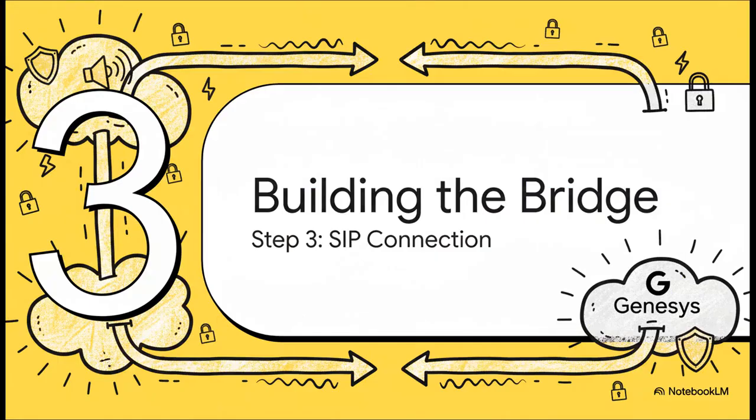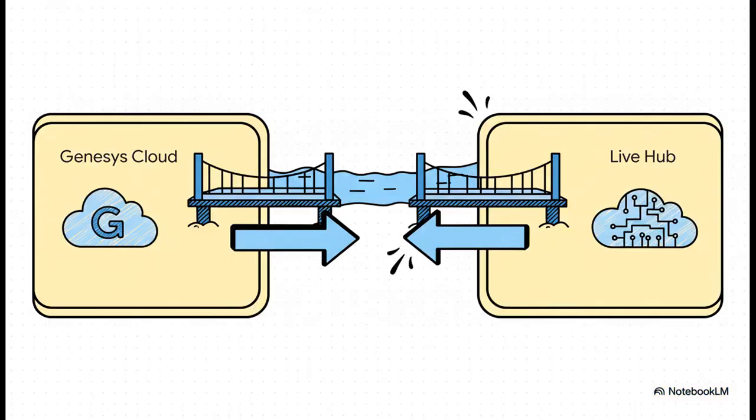Okay, now for the main event. This is probably the most critical part of the whole setup. We're building that digital bridge, that secure two-way highway between AudioCodes LiveHub and your Genesys Cloud organization. Now, this isn't something you can just do on one side. You've got to work on both platforms at the same time. Think of it like building a bridge from both sides of a river. In Genesys Cloud, we're going to set up what they call an external trunk. And then, over in LiveHub, we'll create the other half, a SIP connection. They have to line up perfectly to meet in the middle.